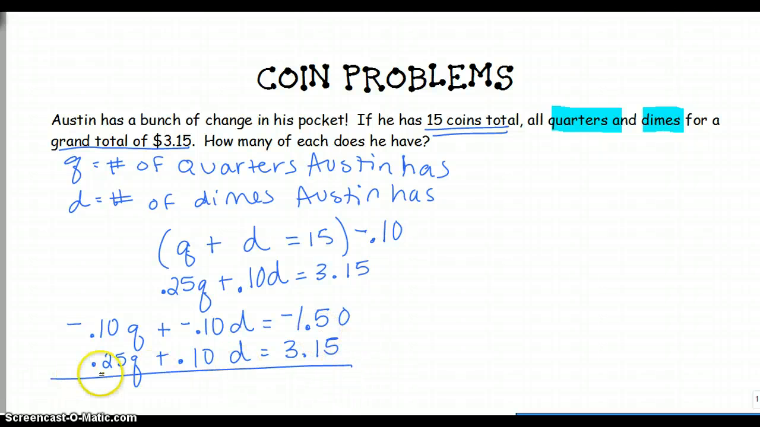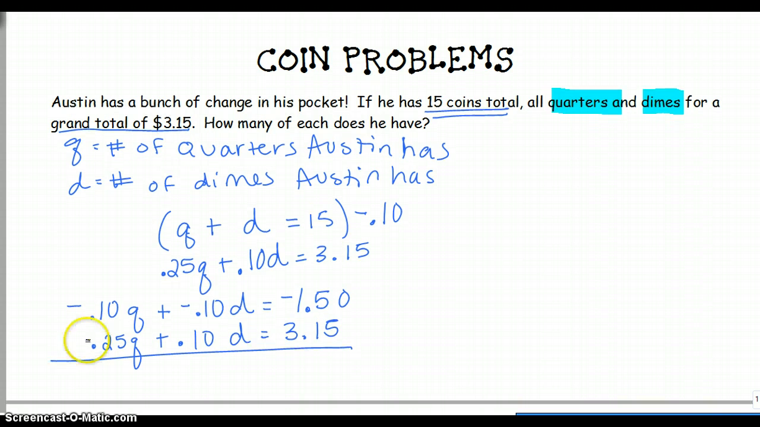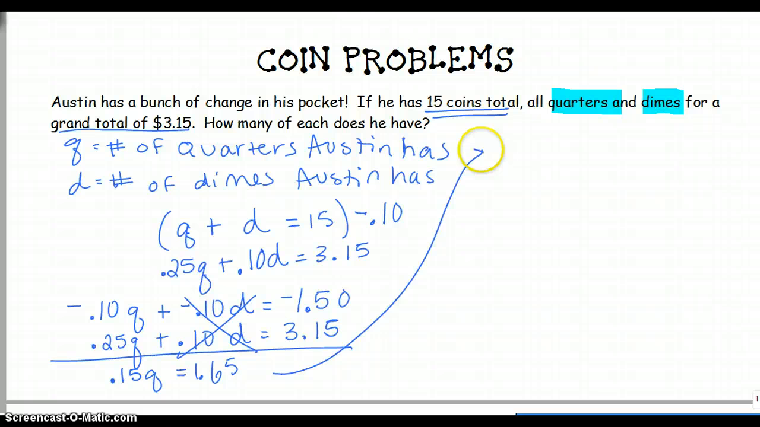And we are going to have, hang on one second. Just want to make sure my math is correct when I solve. We are going to have 0.15Q. These will cancel out, equals 1.65. So I'm going to move my work over here. So we have 0.15Q equals 1.65.